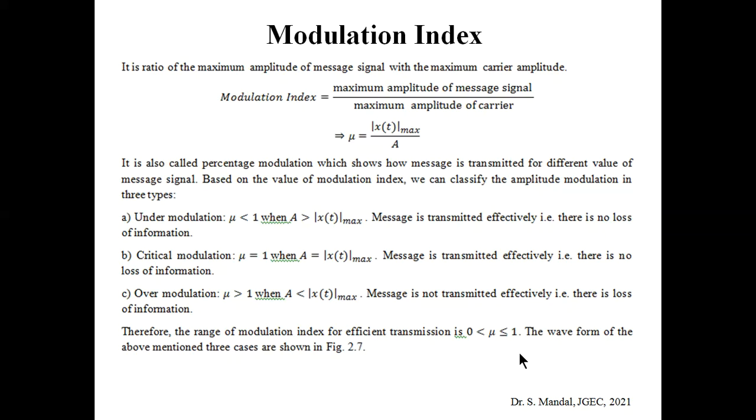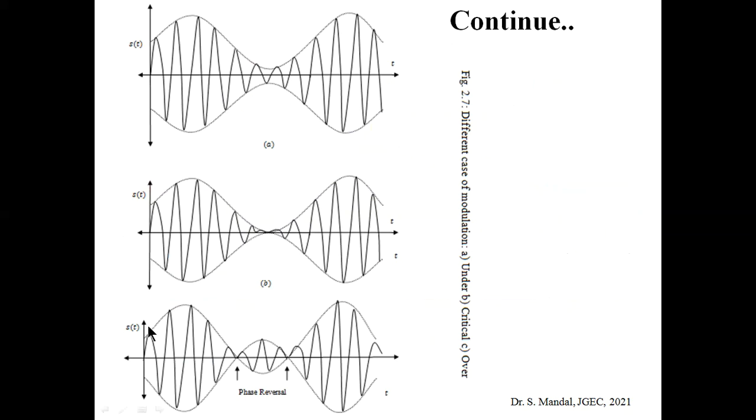So if A is less than xt max, in that case what will happen? Obviously the variation of xt will not be reflected in the envelope. That means information will be lost. And as the value of xt changes its polarity, at this point there will be phase reversal. So remember, phase reversal will be observed in two cases. One is DSB-SC, another is DSB-FC over modulation. Just remember phase reversal: one DSB-SC, another over modulation. So in those two cases phase reversal will be observed.